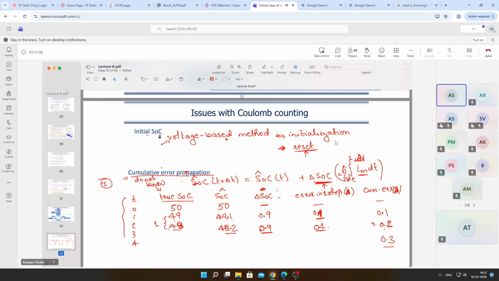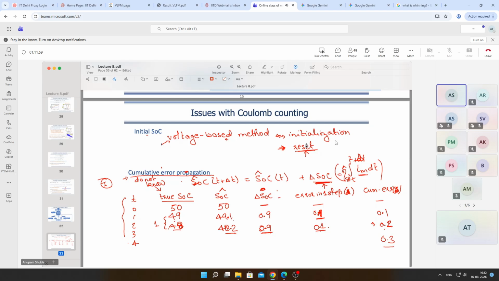And in the Coulomb counting method, what is done is that the voltage-based methods that we discussed first are used to get the initial SOC. Okay. And then whenever there is time to reset the SOC, then again the voltage-based methods will be used to reset the SOC. Why do we require to reset the SOC?